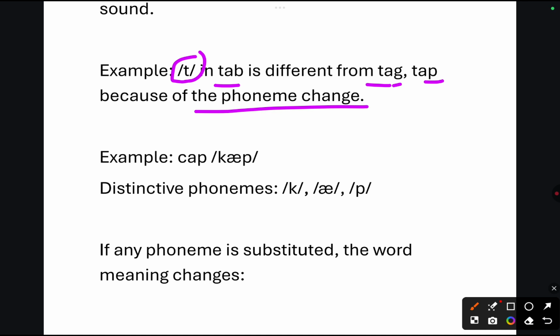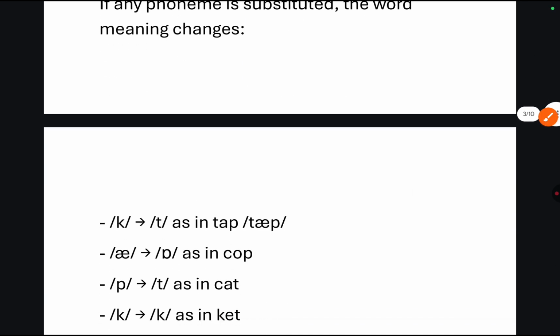You can see another example, cap. Cap is made up of three distinctive phonemes. The first phoneme is k, the second is a, and the third is p. If any of the three phonemic sounds changes, then the meaning and the pronunciation will also change. If any phoneme is substituted, the word meaning will change. So this is the meaning of phoneme.